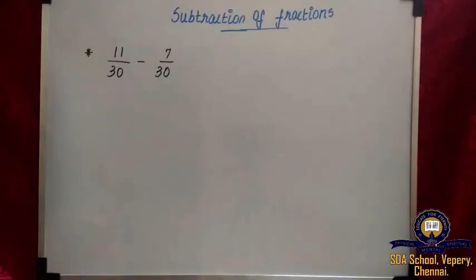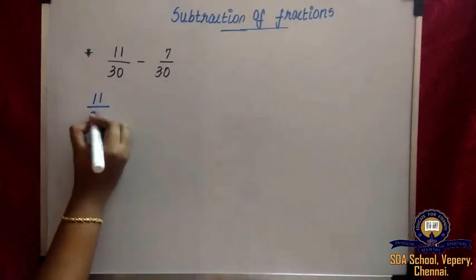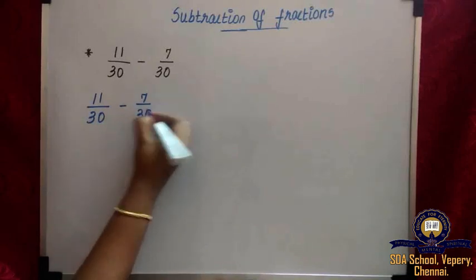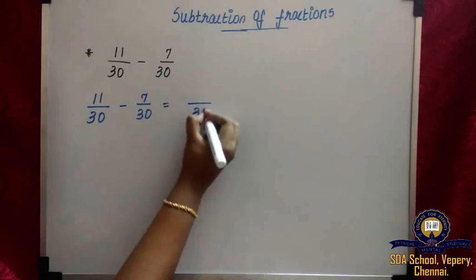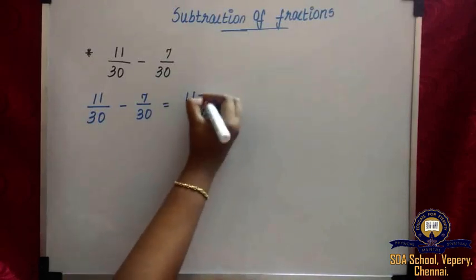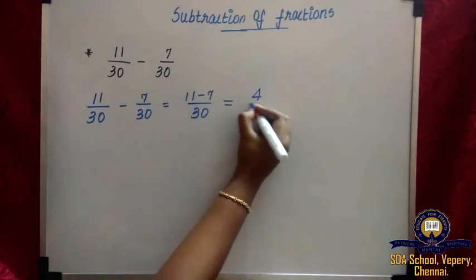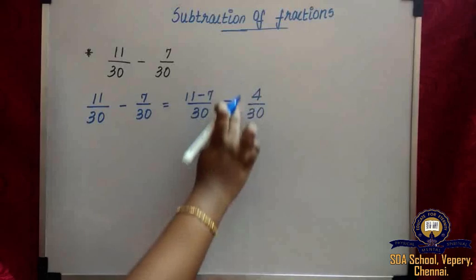Subtraction of fractions. Look here, the given fractions are like fractions. They both have the same denominator. 11 by 30 minus 7 by 30. So we have to subtract them. So the denominator is 30. 11 minus 7, you will get 4. So 4 by 30. You can further simplify it, right?